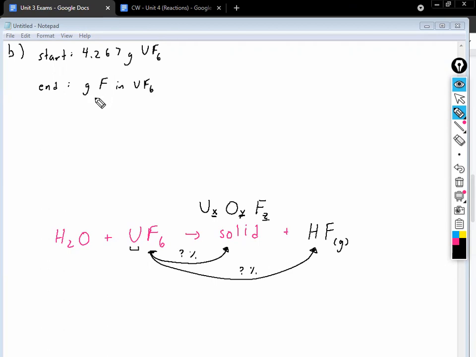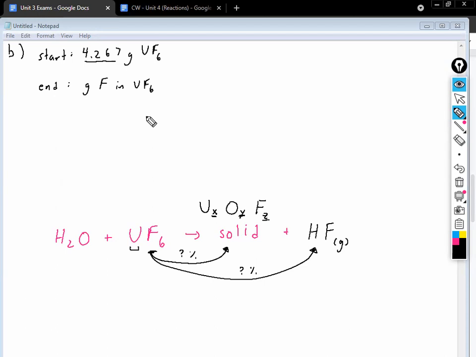We only care about the fluorine in there. And so what we're going to do is use some stoichiometry to figure out how many grams of fluorine there are inside of 4.267 grams of UF6, okay? So take about maybe a minute and a half.